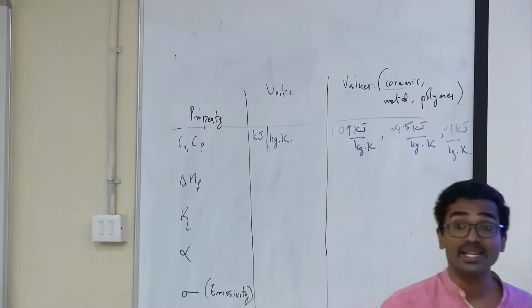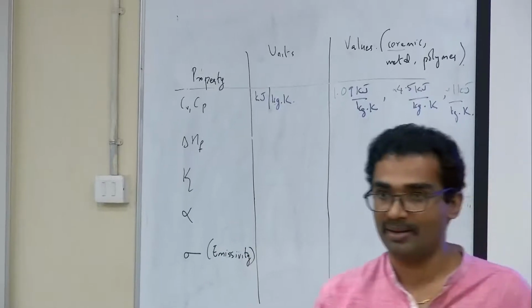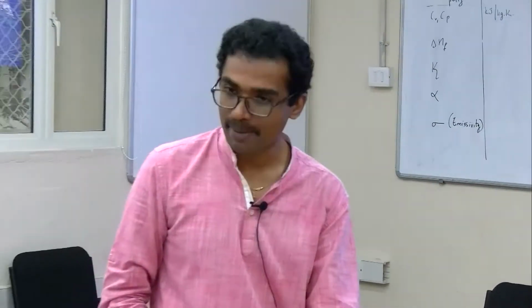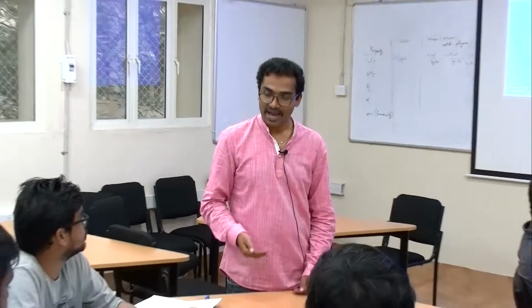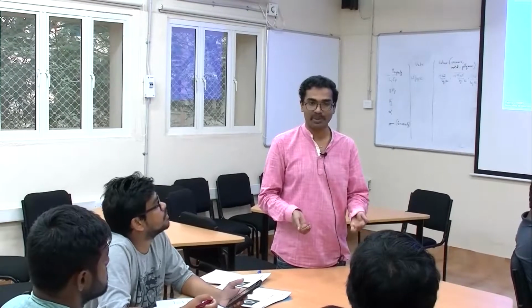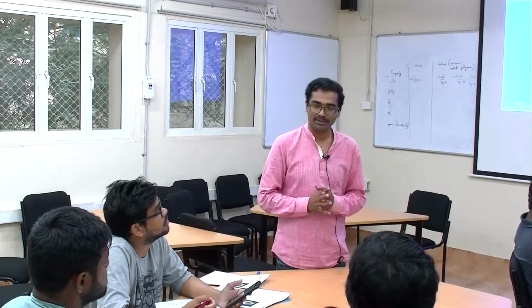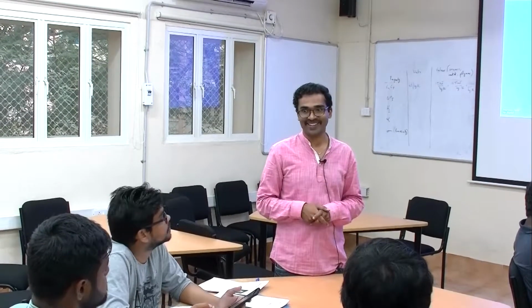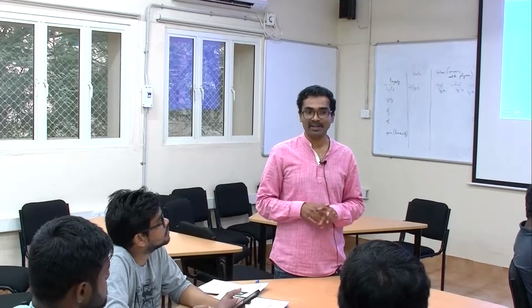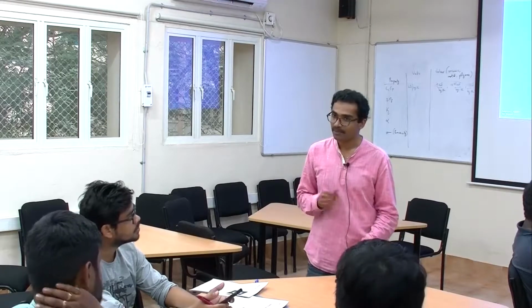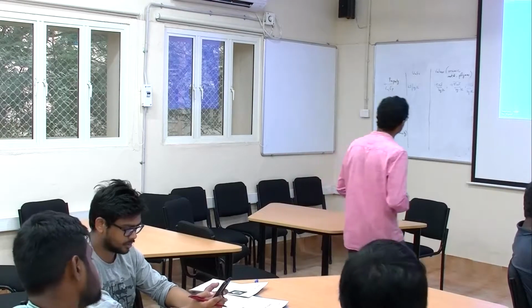So which one has the highest specific heat capacity? Metal. What does that mean? If I wanted to take a metal sample and a ceramic sample and increase the temperature of this by 1 degree and this by 1 degree, which one is going to be harder? Which one requires more energy? Metal. Increasing the temperature of metal tends to be a little harder than increasing the temperature of either ceramics or polymers. Very good. That makes a lot of sense.